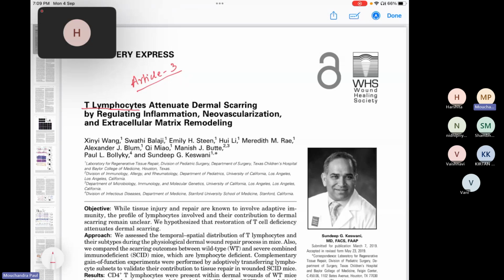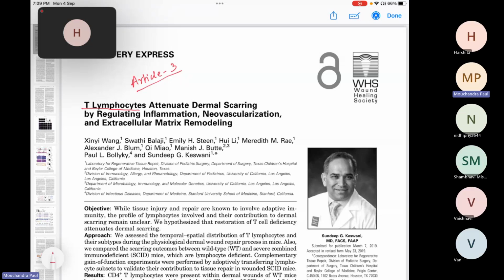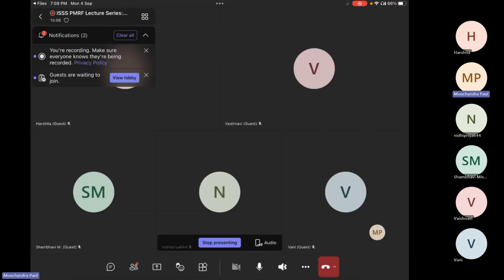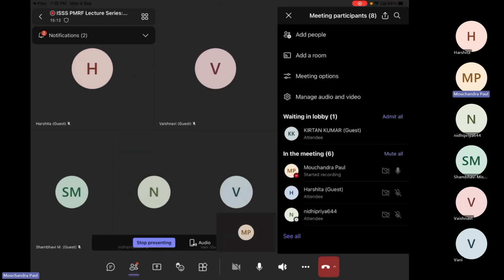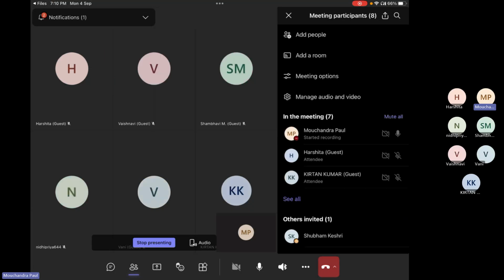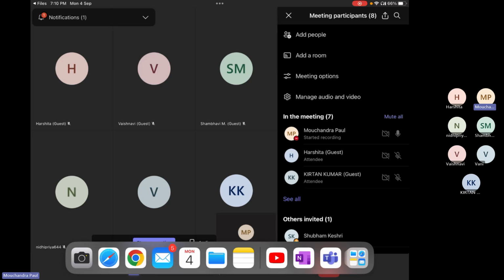In this paper, they have tried to understand the role of T lymphocytes. There are two types of lymphocytes, T and B lymphocytes. T lymphocytes basically mediate adaptive immunity, cell-based adaptive immunity. The B lymphocytes secrete antibodies. Other than that, there is innate immunity, where the macrophages and neutrophils phagocytose. Through phagocytosis, they protect our body. So these are the two types of immunity.